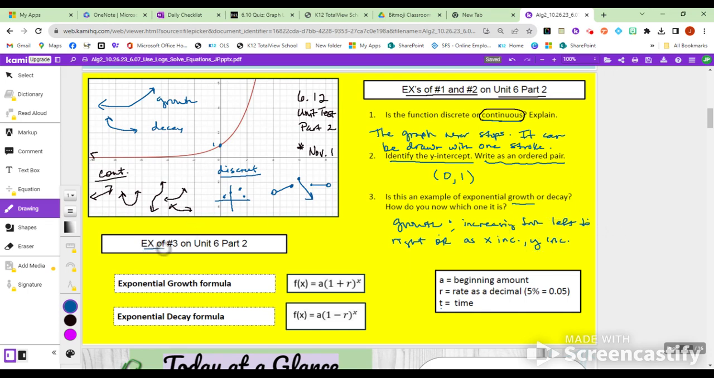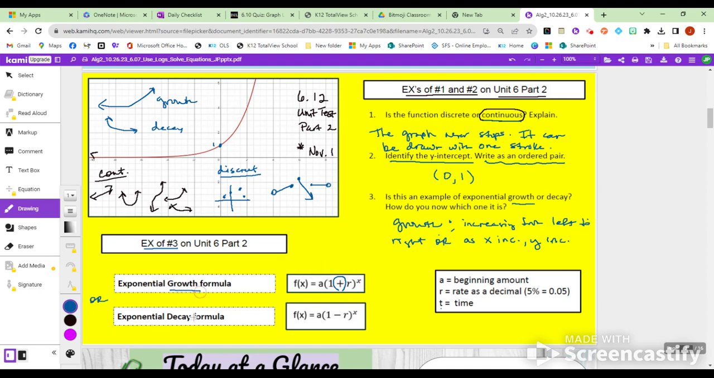Example 3 on the Unit 6 Part 2 is going to deal with using either the growth formula or the decay formula. So just remember those are exactly the same. The growth has the plus R in it. So for instance, it could say the duck population in Athens, Alabama started out at 727 ducks in 2010, and it's growing. The population is growing at a rate of 7%. How many ducks will there be in 10 years?